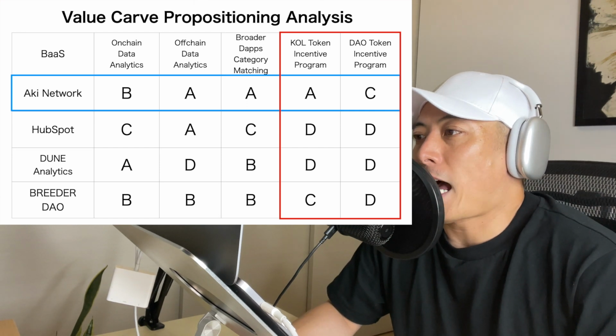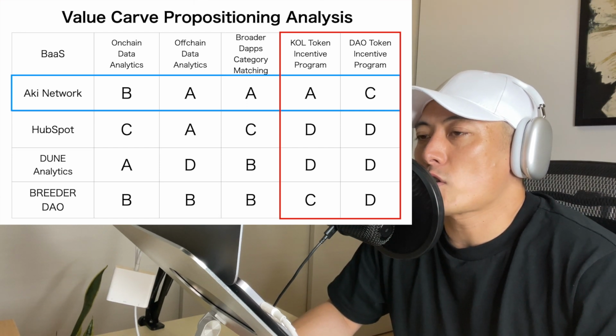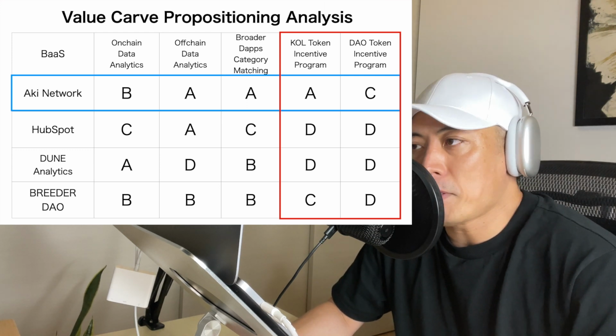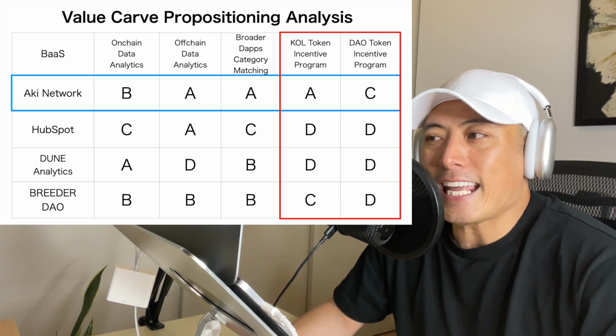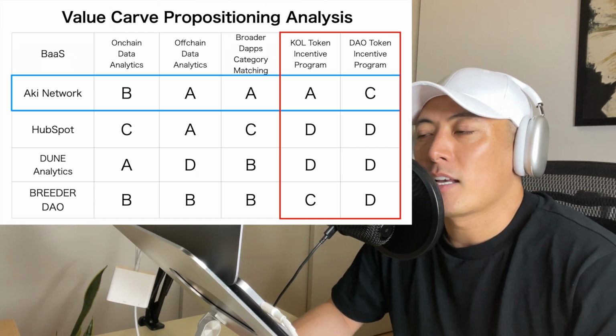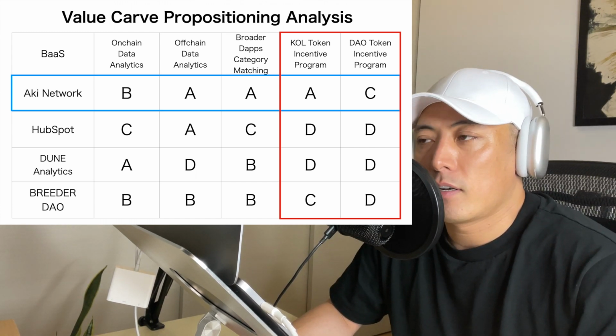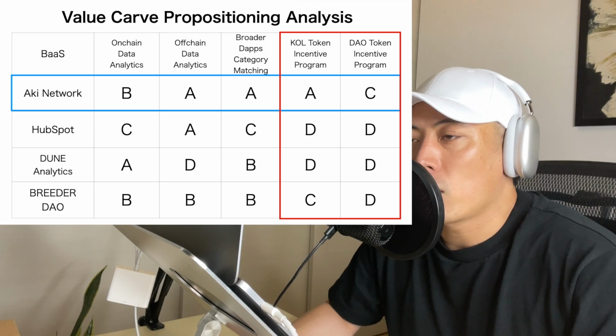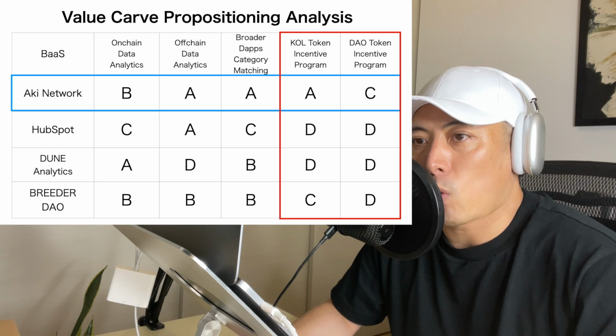Then to compete with HubSpot, to me, one of the critical differentiation points is the token incentive program, or DAO token incentive program. HubSpot is a central supplier, so they can never provide such token incentives. That would be the critical competitive edge for AKI Network to compete with HubSpot. That's why, okay?